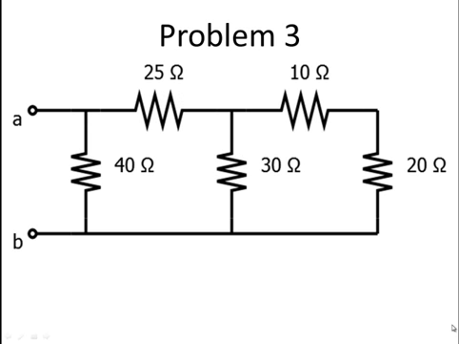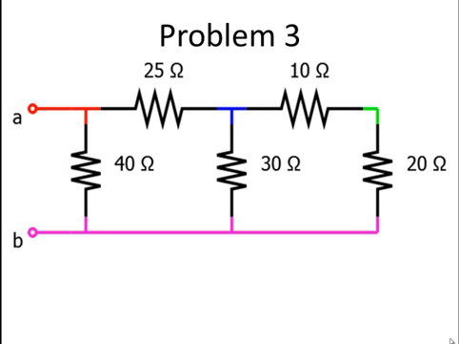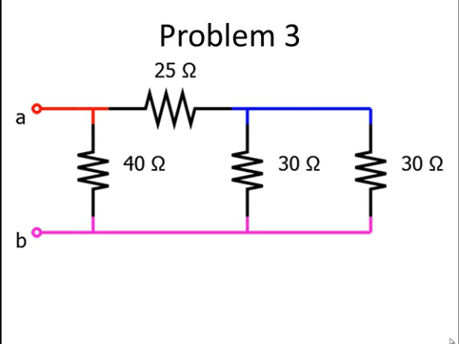Okay, and then moving on to the third problem, just like always, we look at all of our nodes, and we check for a series combination first. You have a single branch between the 10 and 20 ohm resistor, so that must be a series connection, and 10 plus 20 is equal to 30.